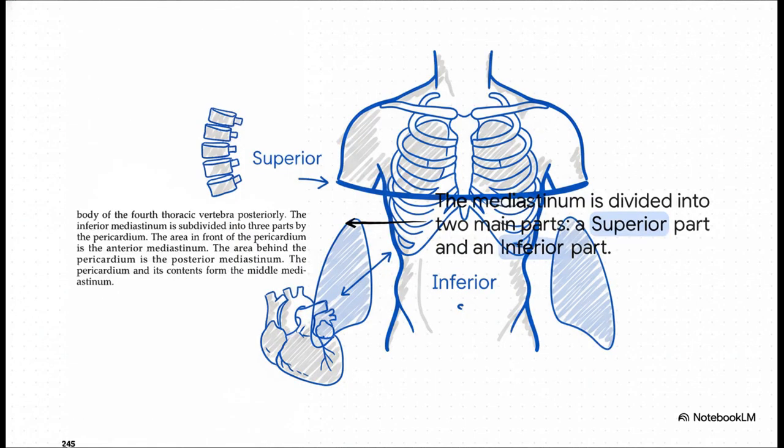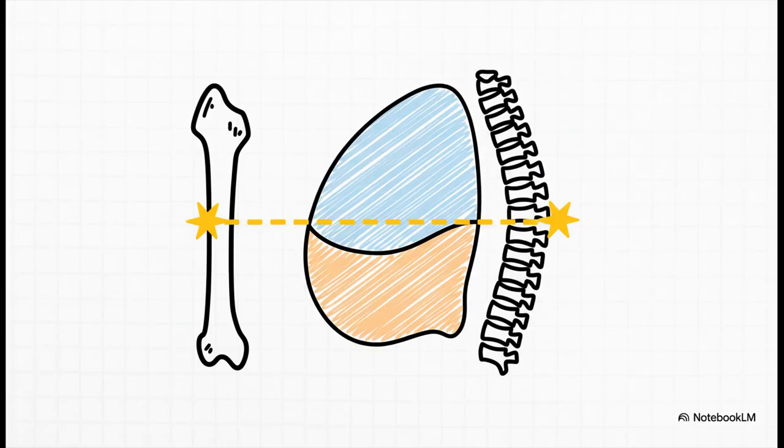Okay, now that we've built our box, we need to organize all the stuff that's inside. So anatomists divide it into sections. The first, biggest division splits it into an upper part called the superior mediastinum and a lower part, the inferior mediastinum. So how do we make that division? Well, it's an imaginary line, a horizontal plane. And this line is a really critical landmark. It runs from the sternal angle, that's a little ridge you can actually feel on your breastbone, straight back to the T4 vertebra in your spine. Everything above this line is superior. Everything below it is inferior.